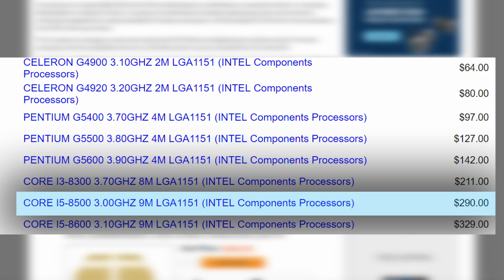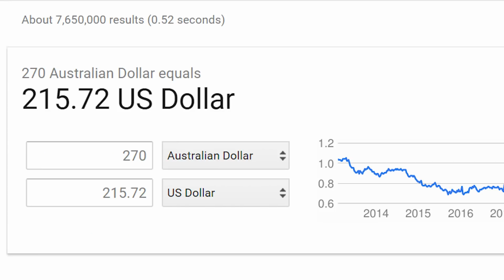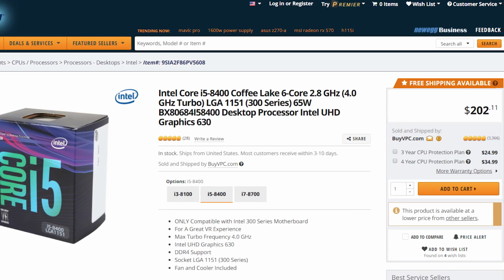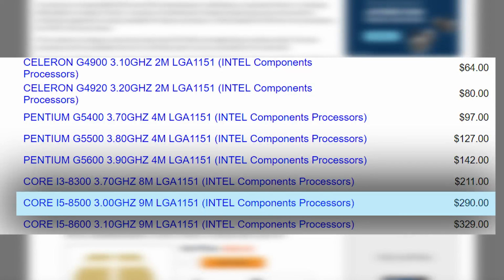One cool thing to look at when determining the expected price in the US is to look at the already released CPUs in Australia. For example, the 8400 is $270, which translates to about $216 US, while it currently costs between $200 and $205 right now. So we should see the $290 8500 be more around $215 or so when it comes to the US.